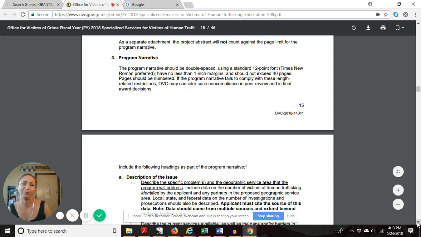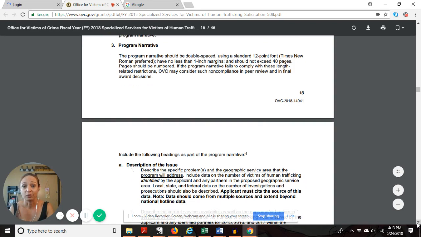Now you might say, wow, 40 pages, that's a lot. Let me tell you, that's not a lot when it comes to federal grants. They ask for a lot of information, and you're trying to be as clear as possible, and share as much as you can about your project, but you want it to be simple, guys. You have to fall in line with the 40 pages. You have to number your pages, all right? And they're telling you right here, if it fails to comply with these length-related restrictions, OBC may consider such noncompliance in peer review and a final award decision. That means they might check it out.